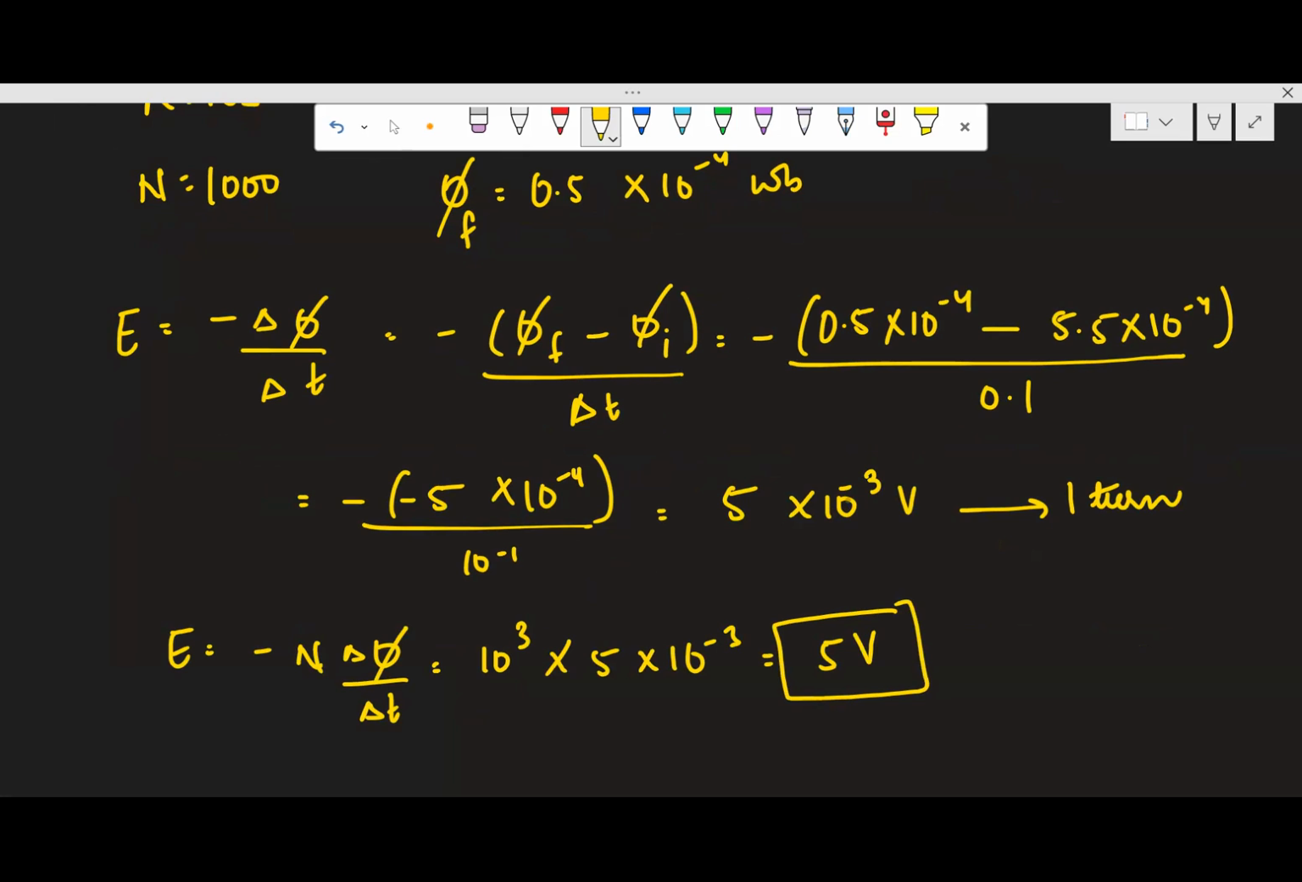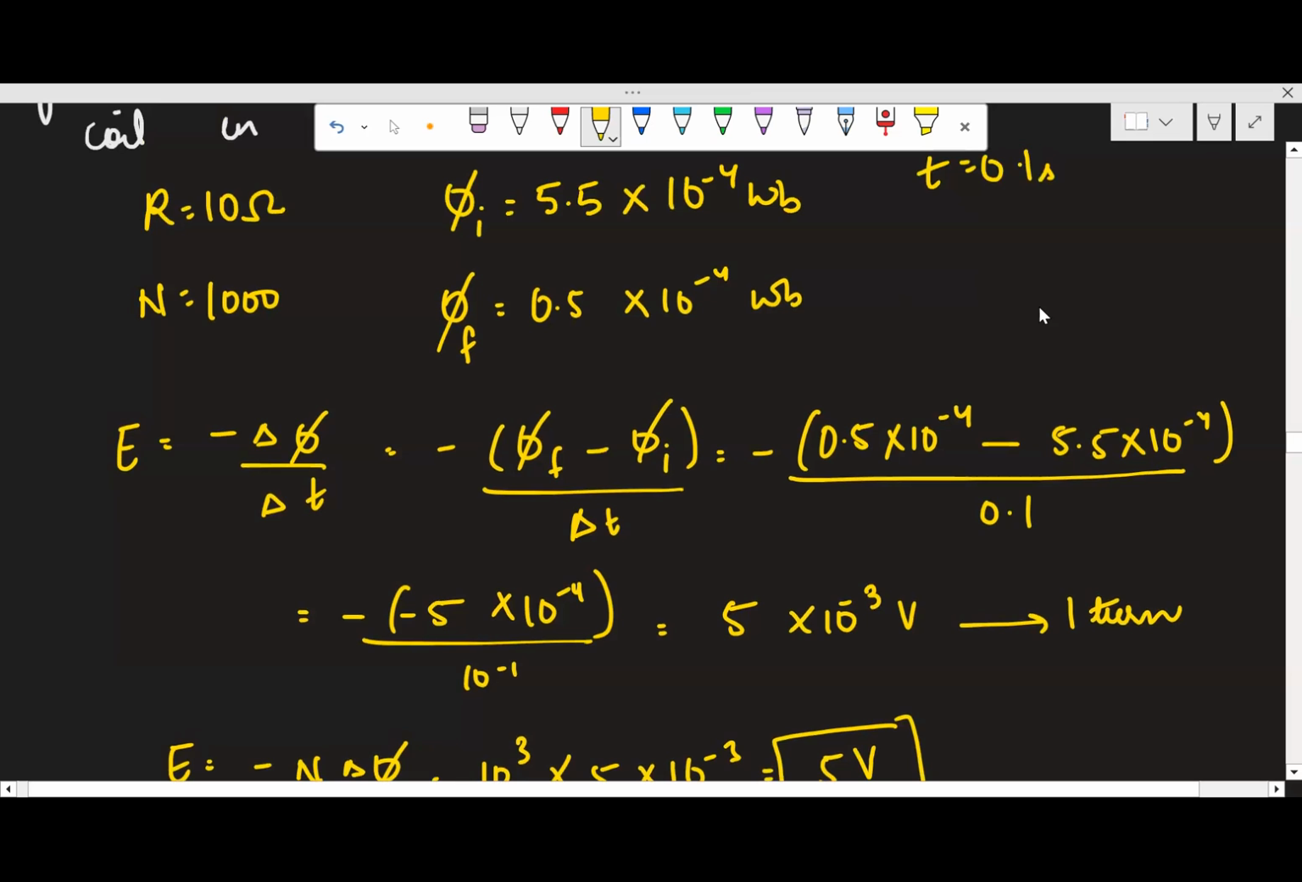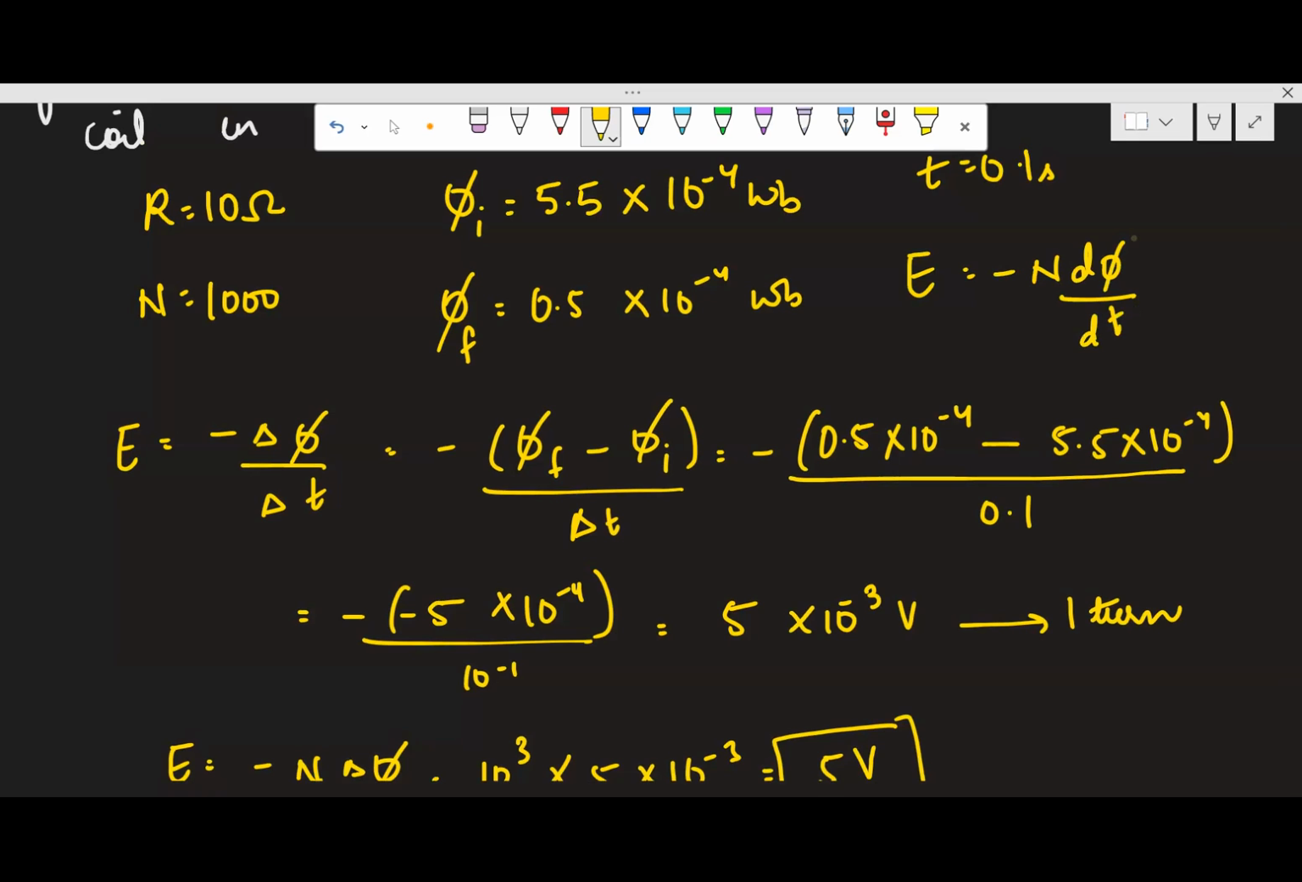Okay. 5 into 10 to the power minus 3 for 1 turn. So for 1000 turns, it will be this whole thing multiplied by 1000. You can even use it from the starting, just make the formula directly. You can use this also: E is equal to minus n d phi over dt, or delta phi over dt. You can use this formula also. This is also absolutely right.